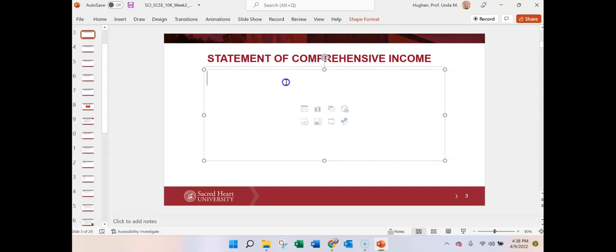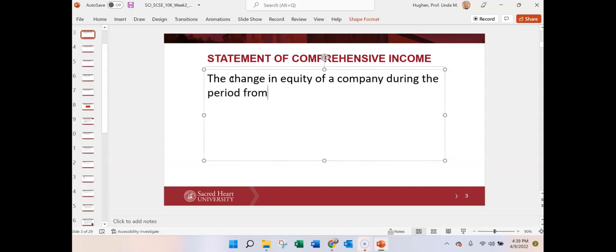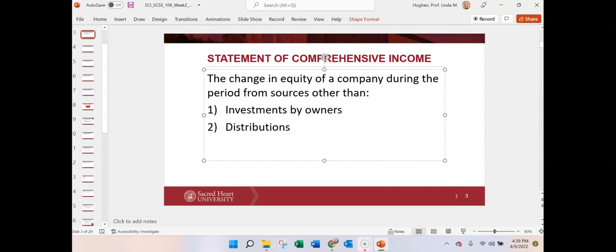GAAP defines the statement of comprehensive income as the change in equity of a company during a period from sources other than, so we're basically defining it by what it isn't, sources other than investments by owners, in other words, issuances of stock, and distributions to owners. Dividends would probably be the most common, but repurchases, stock buybacks, treasury stock is another type of distribution to owners.